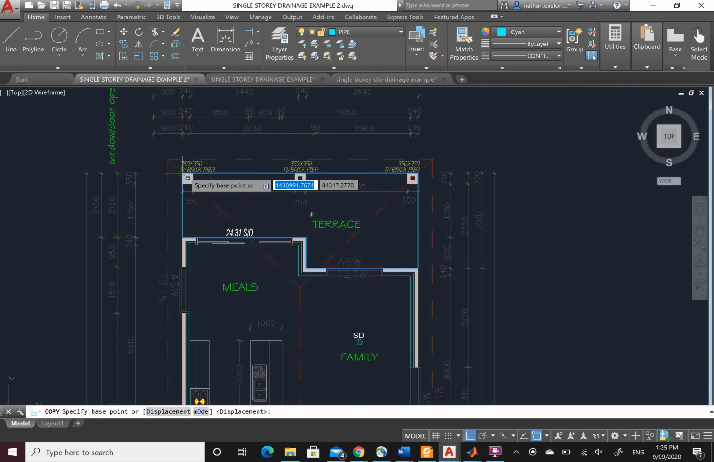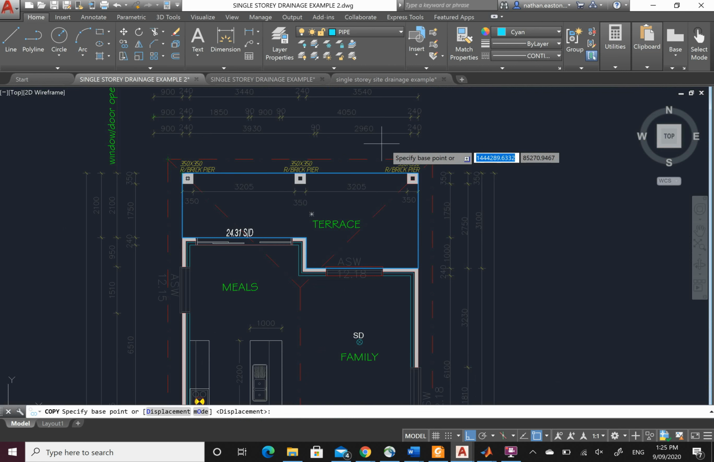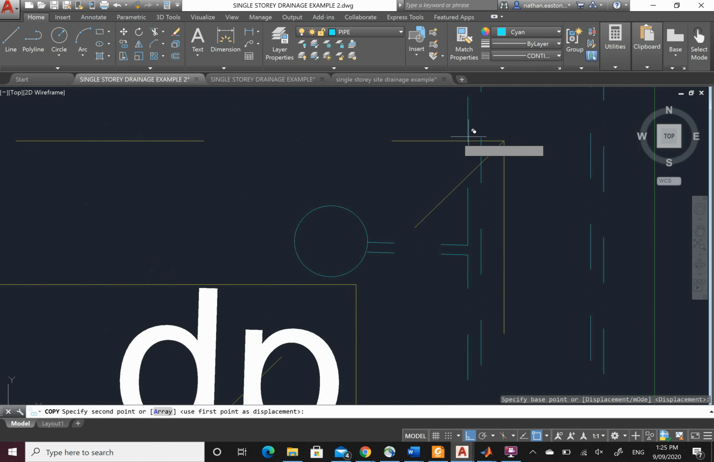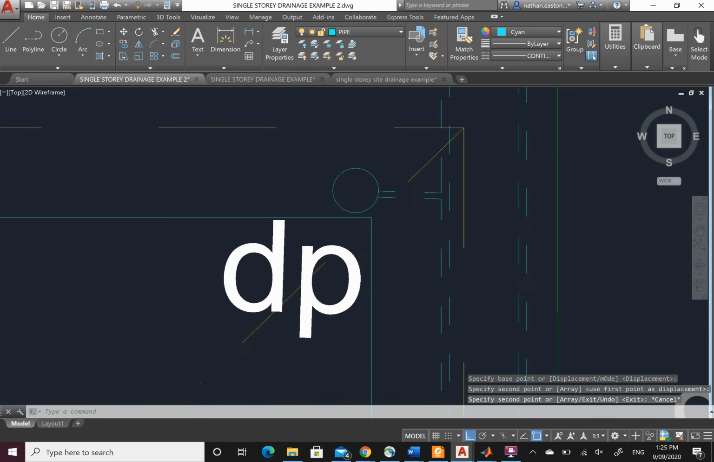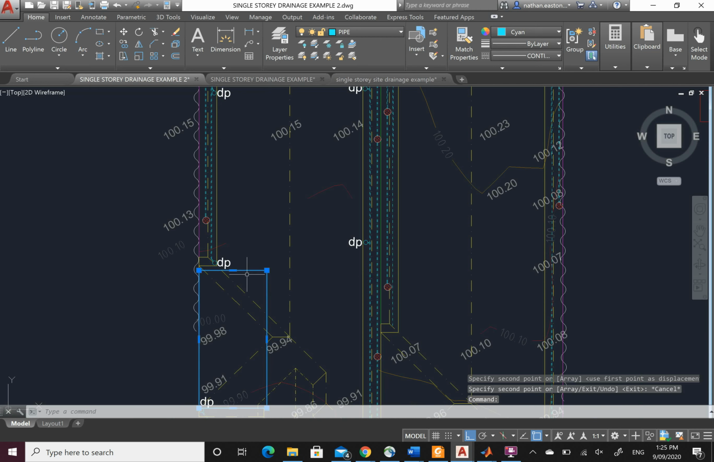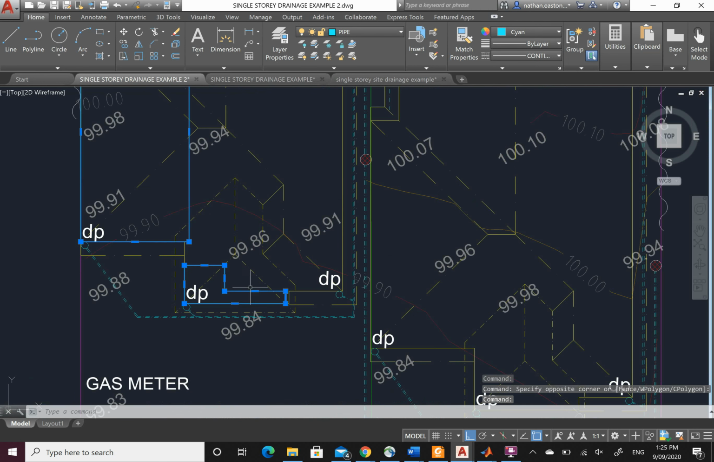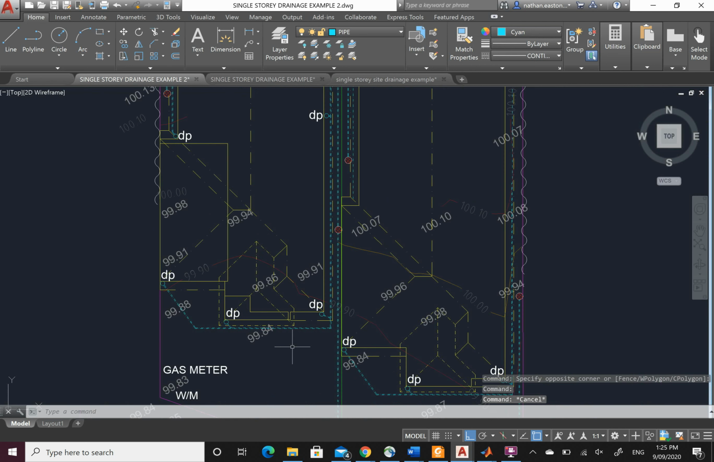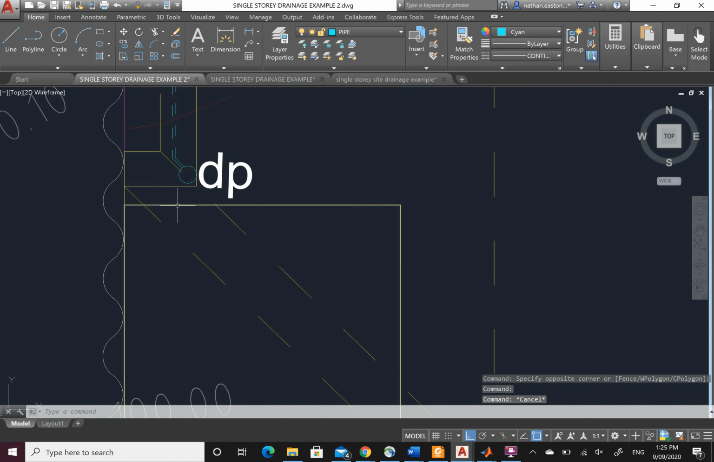Copy from a known point. Well, it doesn't really matter which point it is. Let's take it from over here. So this corner here is this corner here. Now what I can do is change these again back to being yellow so they all sit together. Now I'm not happy with this garage, so I'm just going to redo it.